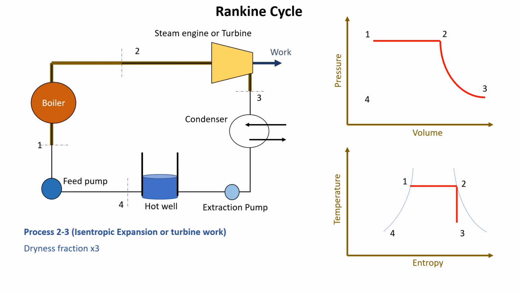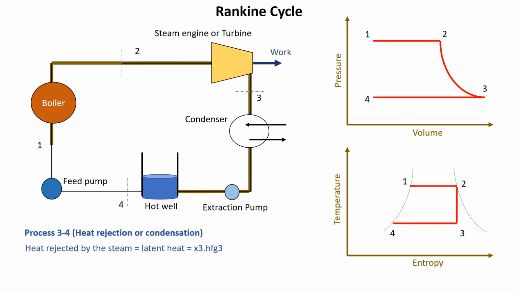So let's say X3 is the dryness fraction of the steam at point 3, and the process 3 to 4 is a condensation process, and the heat is rejected at constant temperature and constant pressure, and the condensation process is continued until the steam is condensed into water. So you can see in the TS diagram the point 4, which is on the saturated water line. It means the heat rejected by the steam is only latent heat, which is equal to X3 multiplied by HFG3.